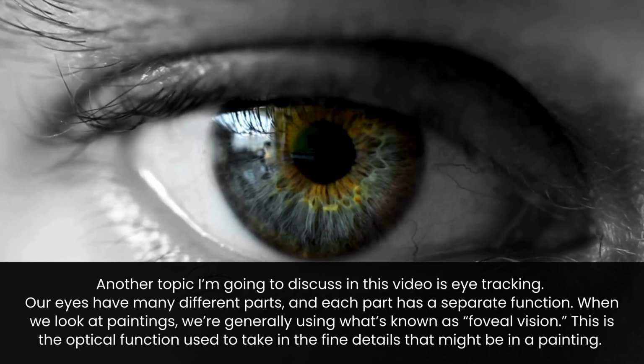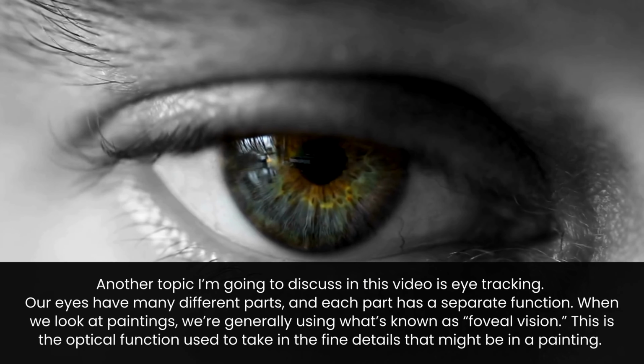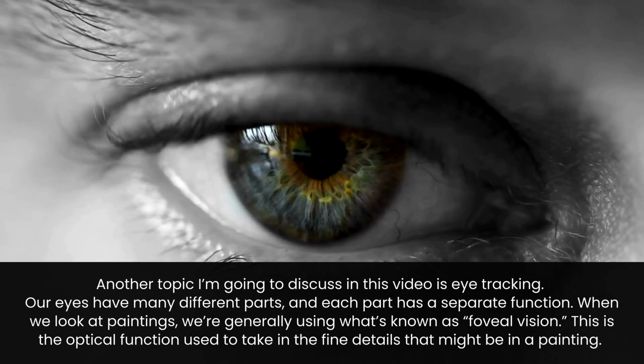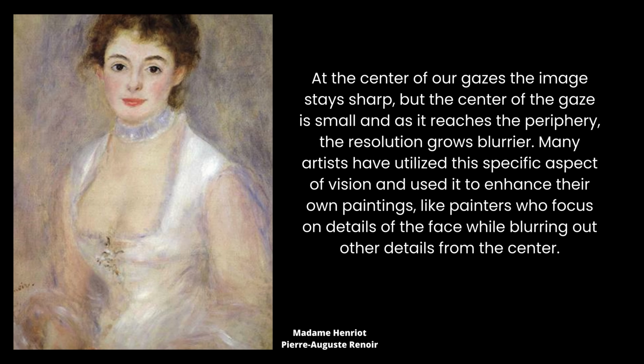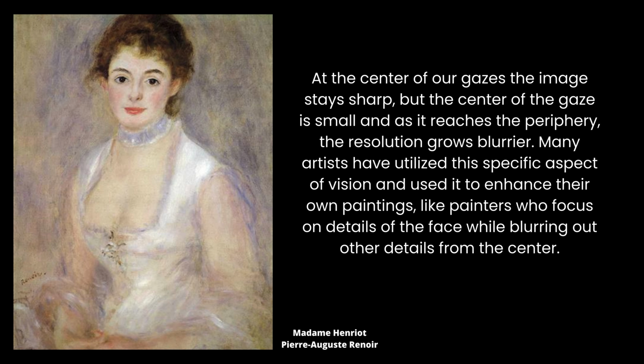Another topic I'm going to discuss in this video is eye tracking. Our eyes have many different parts, and each part has a separate function. When we look at paintings, we're generally using what's known as foveal vision. This is the optical function used to take in the fine details that might be in a painting. At the center of our gazes, the image stays sharp, but the center of the gaze is small, and as it reaches the periphery, the resolution grows blurrier.